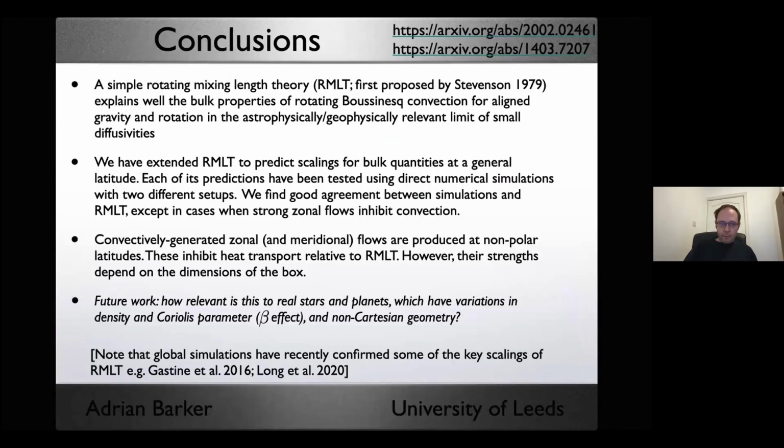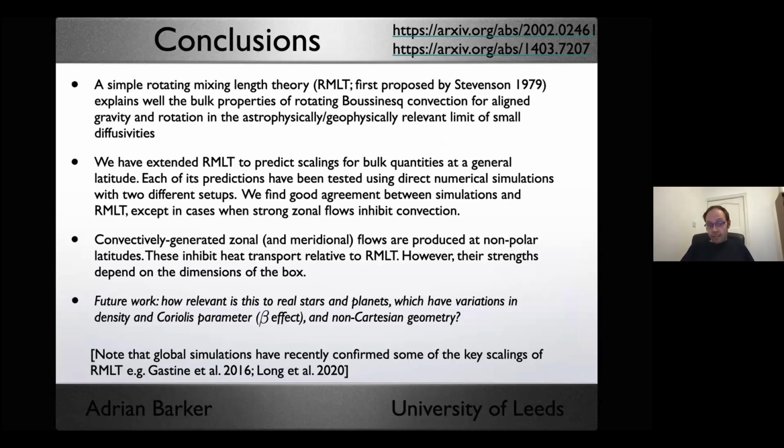So I think I'll summarize there. The two papers, if you want further details, are on the archive, but also published in journals, at the top right. So I presented a simple rotating mixing length theory, which originally was due to Stevenson in '79, with some ideas from Fosauer and Girash in the previous year. And this explains well the bulk properties of rotating Boussinesq convection for aligned gravity and rotation in the limit of small diffusivities that is believed to be important in astrophysics and geophysics.